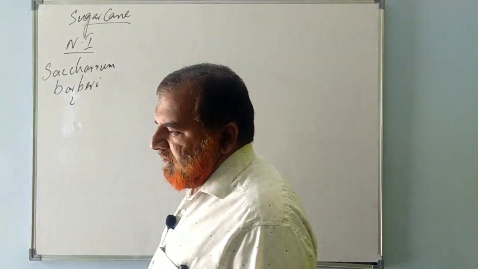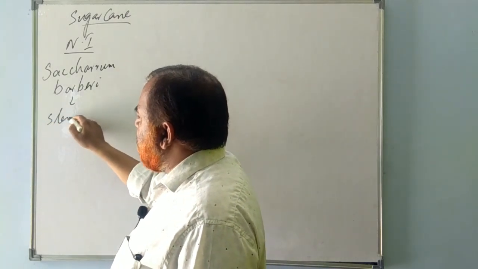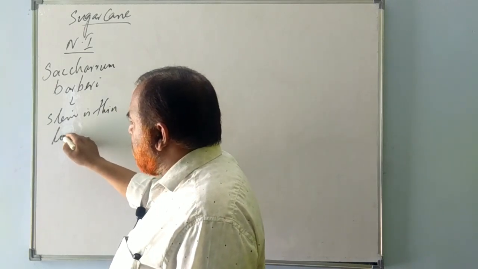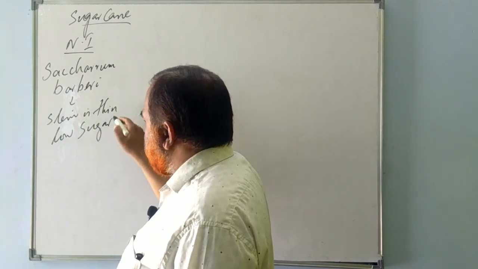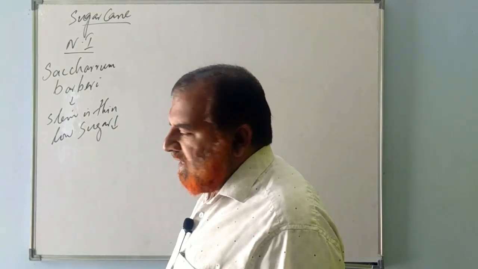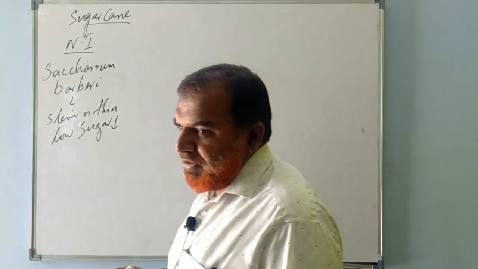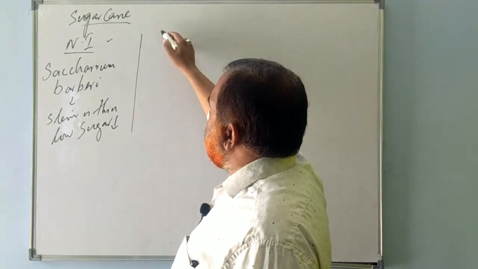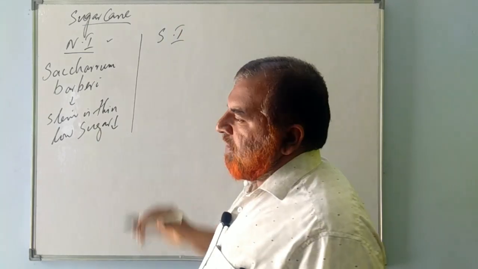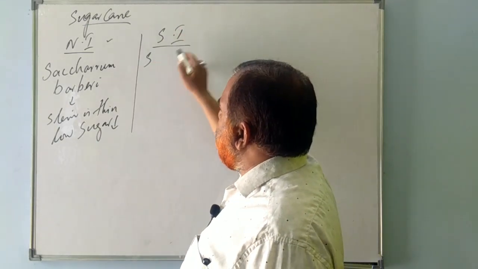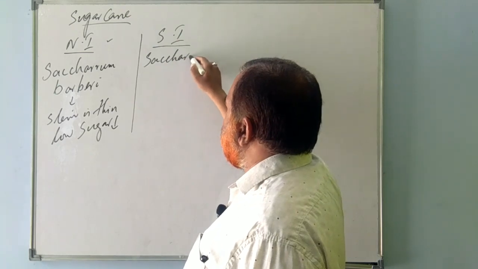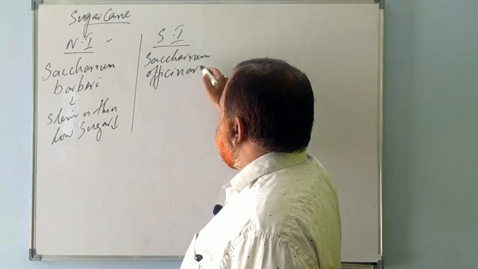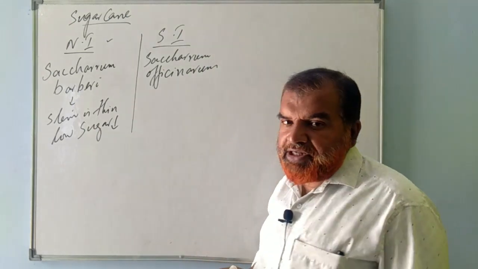The characteristics of this are: the stem is very thin, and the sugar content is low. But the advantage is that it is a fast growing variety, which was usually grown in North India. Now coming to South India, towards our side, the variety grown is known as Saccharum officinarum. This is the variety grown in South India.